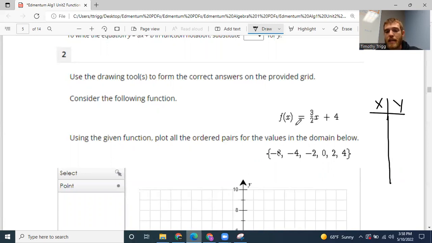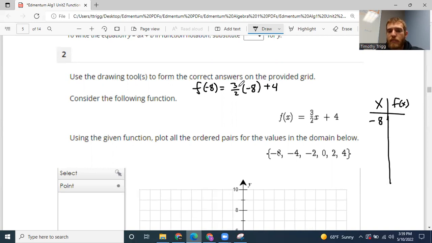So first, let's replace x with negative 8. So here instead of y, I should put f of x. So here I'm going to replace x with negative 8. So what's that going to look like? Well, f of negative 8. By the way, whatever I write, you should be writing down. That'll help you a whole lot in understanding. So again, replacing the x with this input of negative 8.